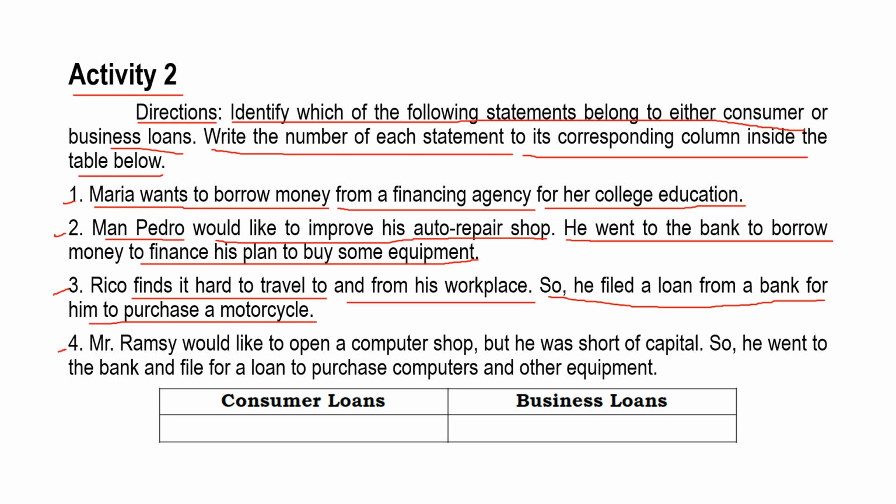And for number 4, Mr. Ramsey would like to open a computer shop, but he was short of capital. So he went to the bank and filed for a loan to purchase computers and other equipment. Here, you just simply identify which of the following statements belong to consumer loans in your first column, and for your second column, which is your business loans.